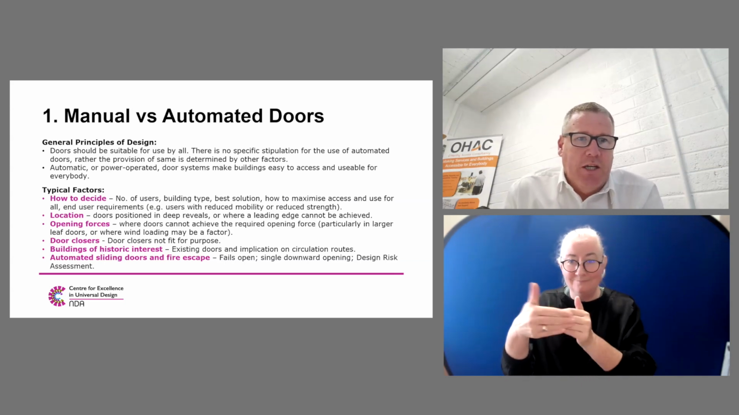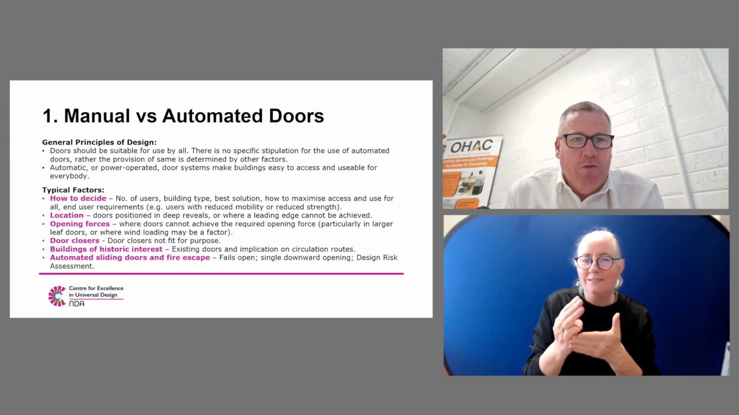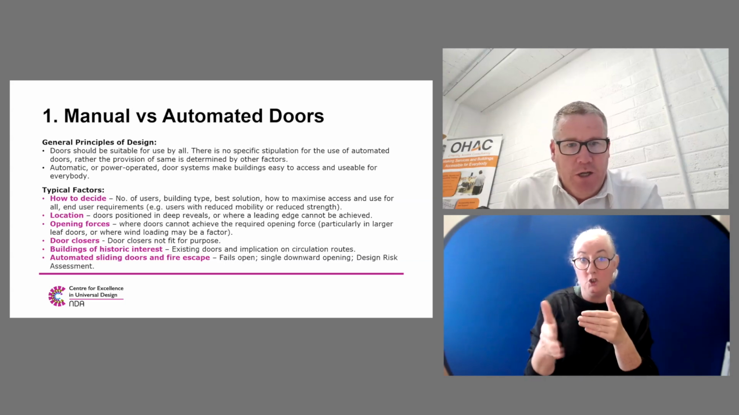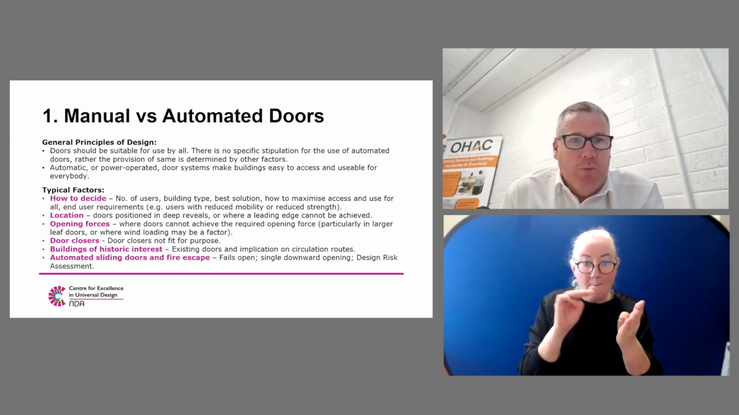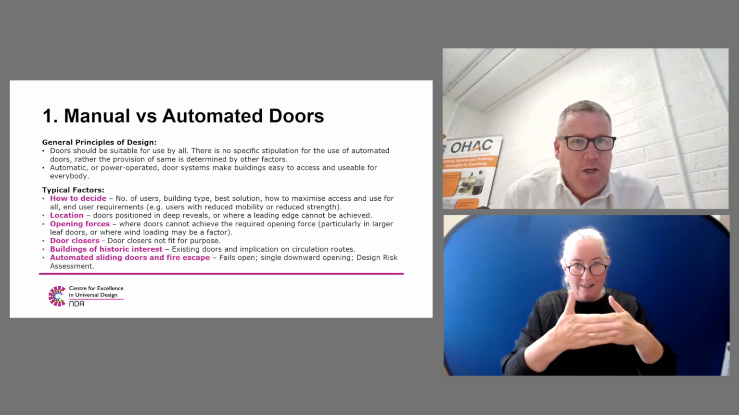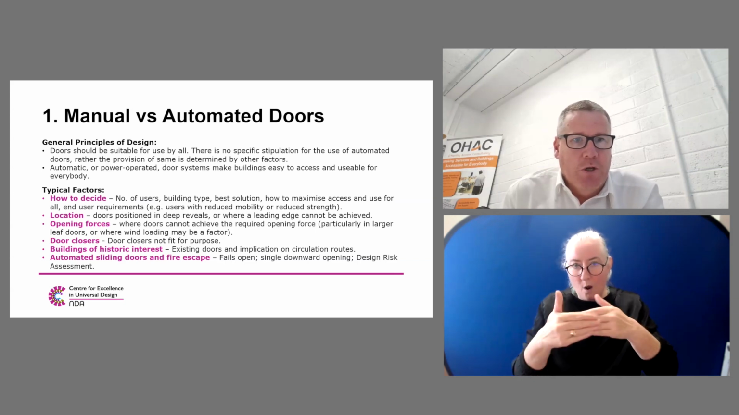Other factors can cause issues. For example, if you have a door that's located in a deep reveal, you may not have a leading edge on the pull side of the door. As a result, you may need to automate your door and so on.